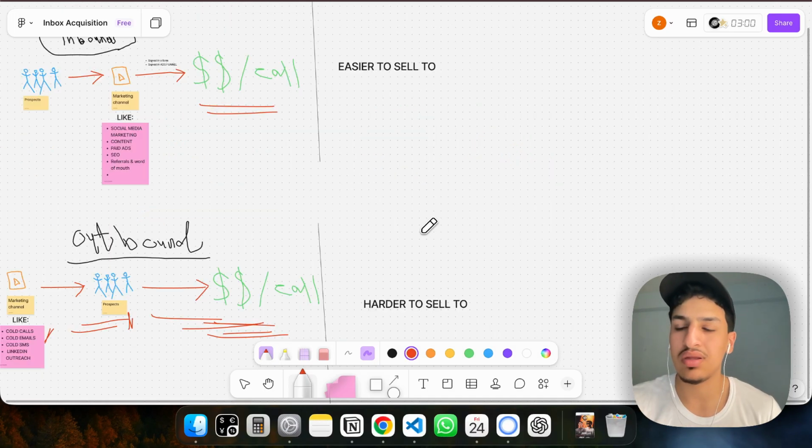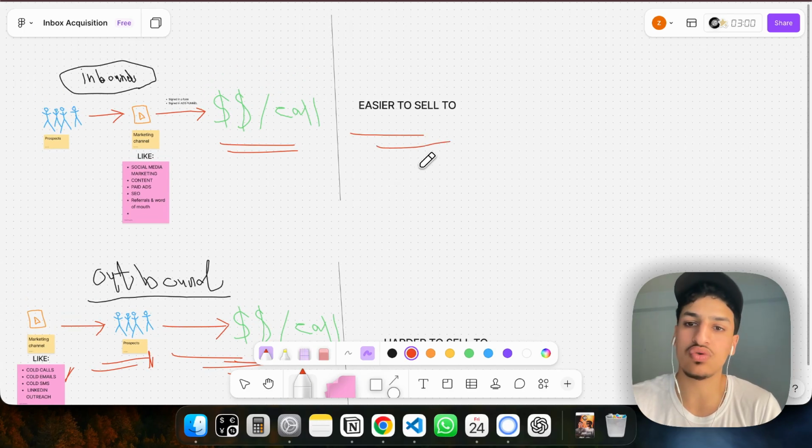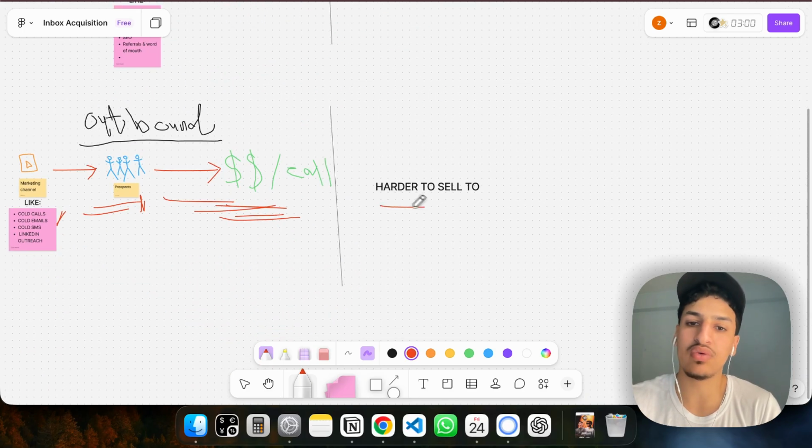The last thing that I want to clarify is that inbound leads are easier to sell, and outbound leads are harder to sell but easier to target, and you can control the volume.